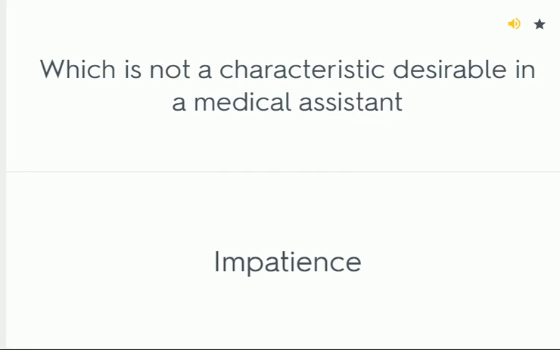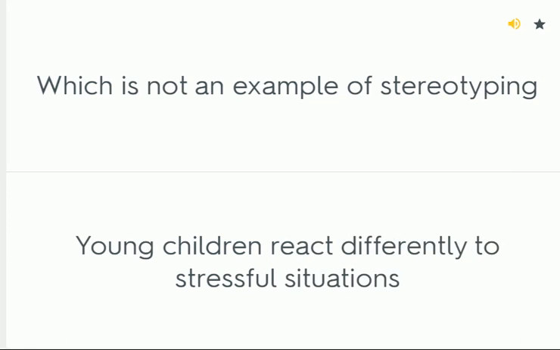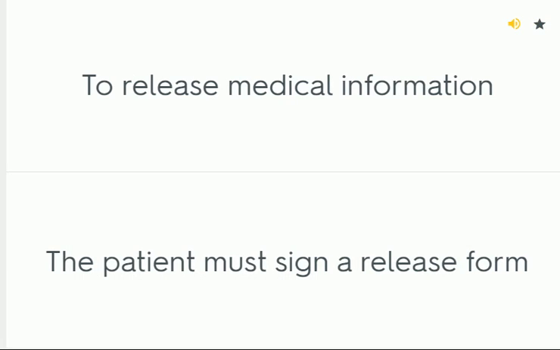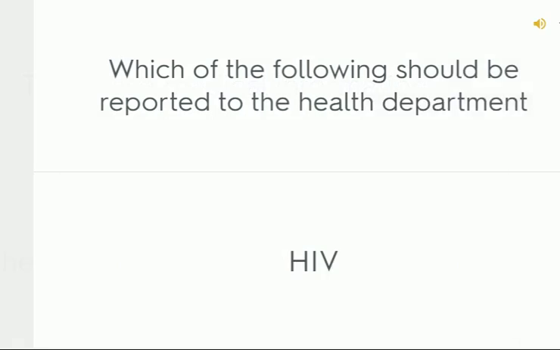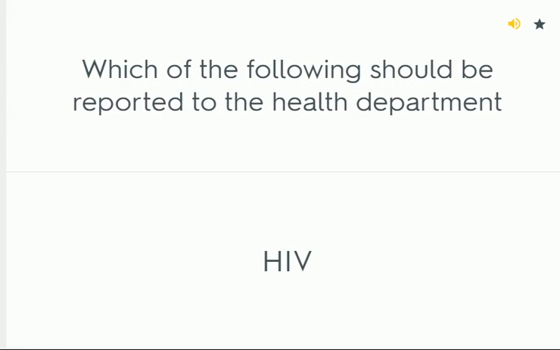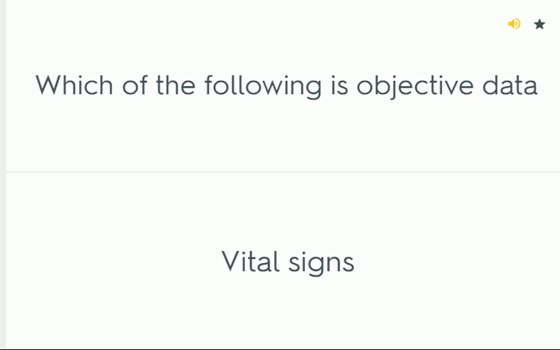Which is not a characteristic desirable in a medical assistant? Impatience. Which is not an example of stereotyping? Young children react differently to stressful situations. To release medical information, the patient must sign a release form. Which of the following should be reported to the health department? HIV. Which of the following is objective data?